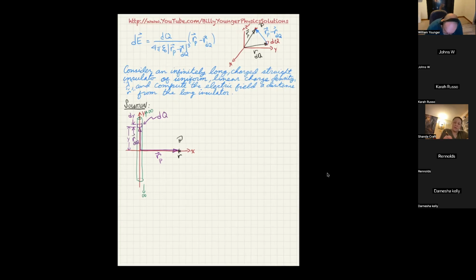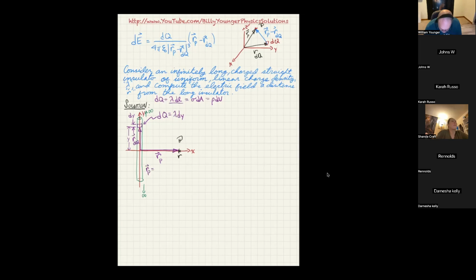Okay, and this dq, we talked about it being a linear charge density, and remember that the choices are dq is equal to lambda dl, or it's equal to sigma dA, or it's equal to rho dv. I'm using this one, and that means it's lambda times the thickness, which in this case is dy. Okay. So all I really have to do is compute what is r_P, what is r_dq, and so on and so forth.